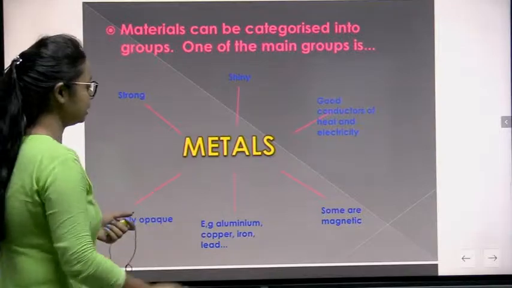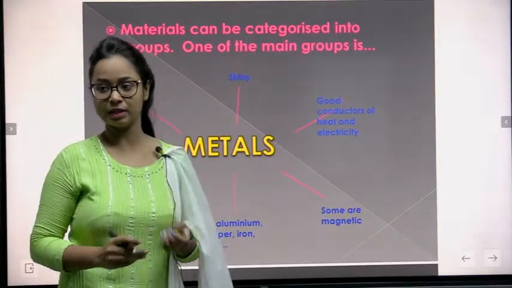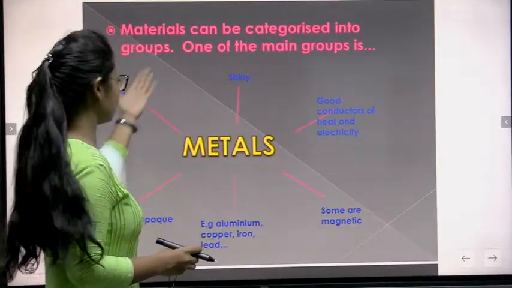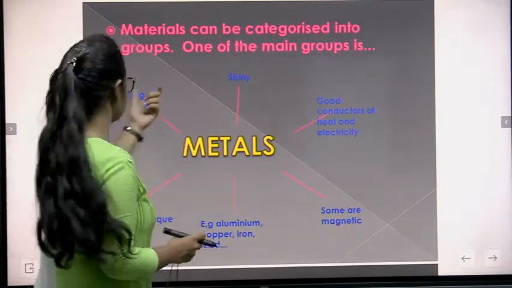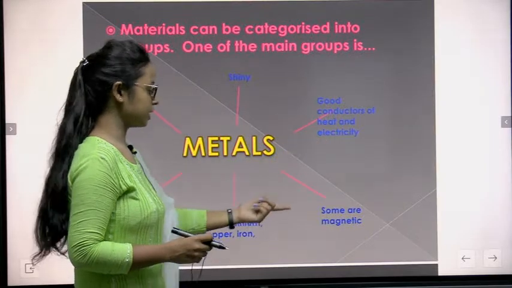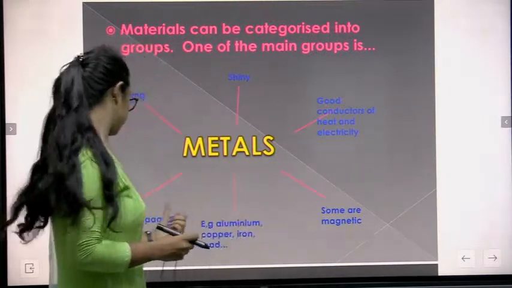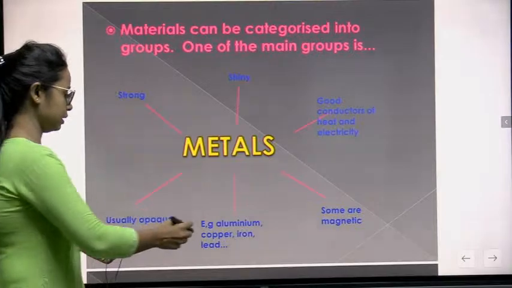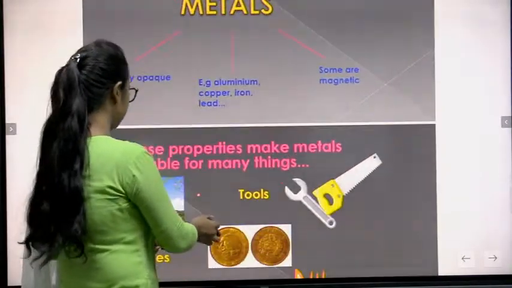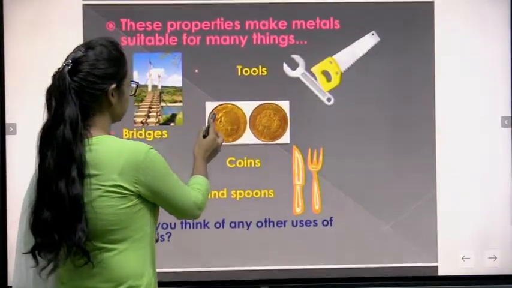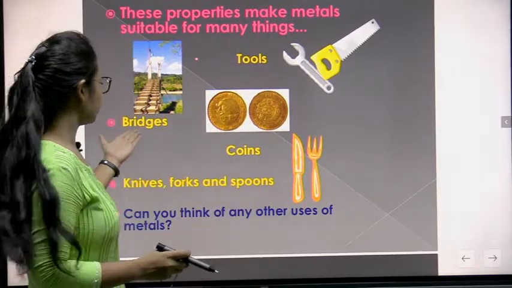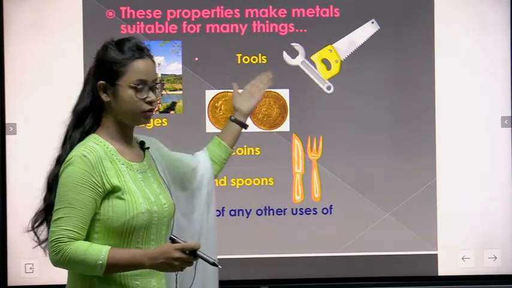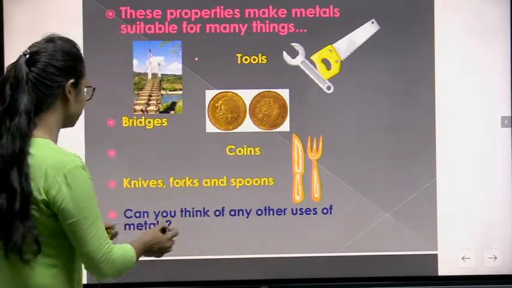Next, we have taken metal as an example, which has all of these properties. It is strong, shiny, a good conductor of heat and electricity. They are magnetic. They are usually opaque. Examples are aluminium, copper, iron, and lead. These properties are why we use metals for different kinds of purposes, for making bridges, coins, tools, forks, and there are so many other things we use them for.